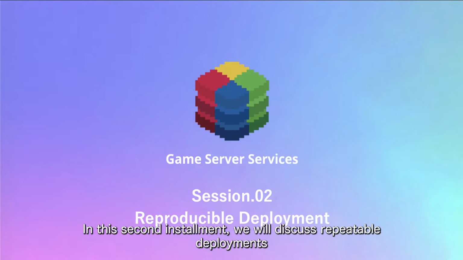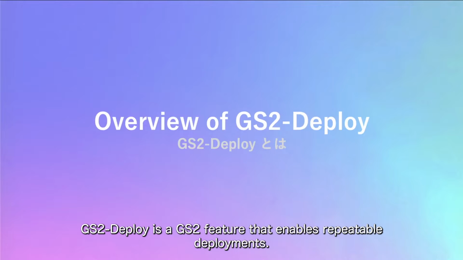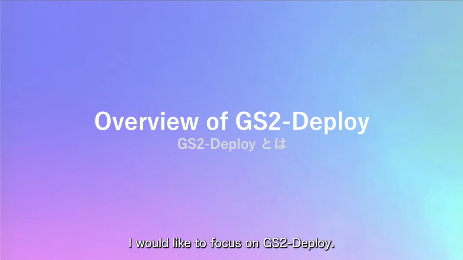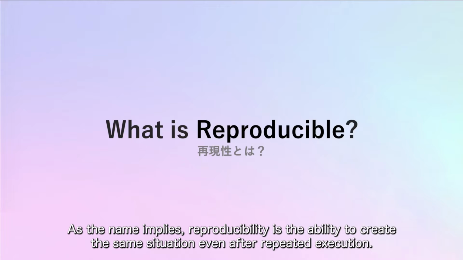In this second installment, we will discuss repeatable deployments. GS2 deploy is a GS2 feature that enables repeatable deployments. I would like to focus on GS2 deploy. To begin with, what is repeatability? As the name implies, reproducibility is the ability to create the same situation even after repeated execution.